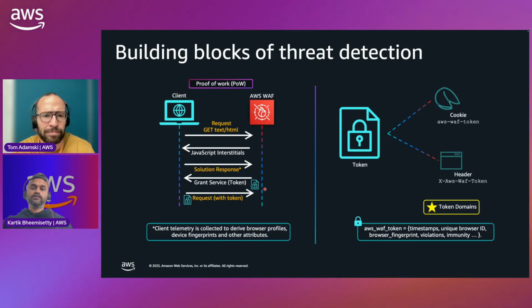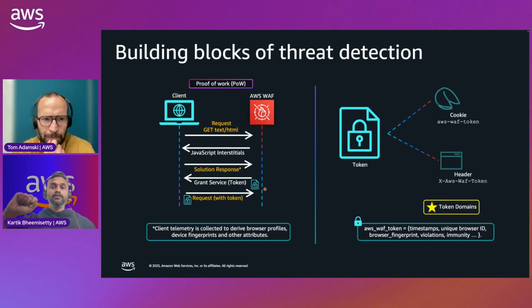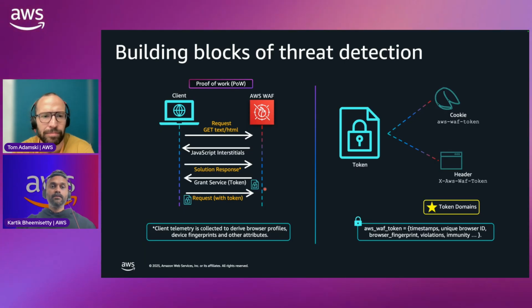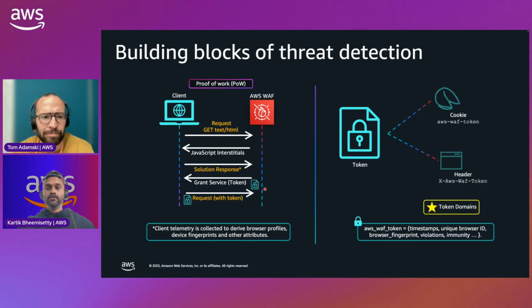So what does that token consist of? It includes timestamps, unique browser characteristics like browser fingerprints, and immunity times. Immunity time is something you configure on the web ACL, how long you want the token to be valid once it's issued to the user. And then a lot of other client telemetry: what kind of browser is it, how many extensions does it have, what kind of extensions. It continuously gathers the data and includes it in that token. There's a lot of data gathered inside that token.